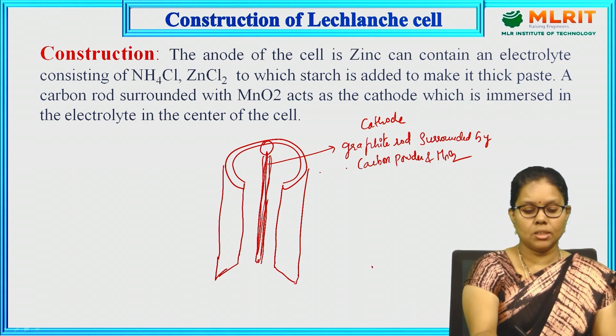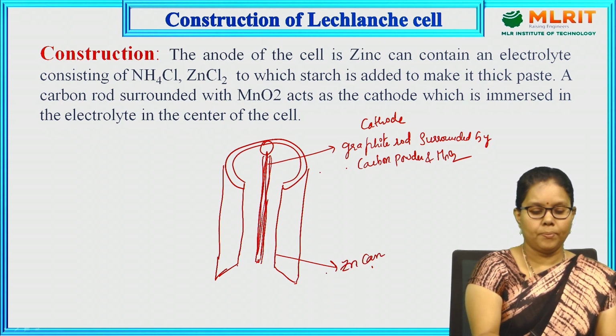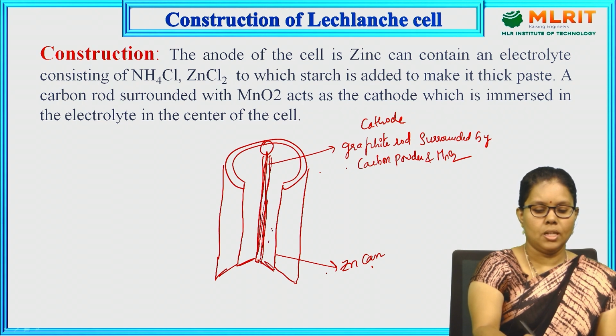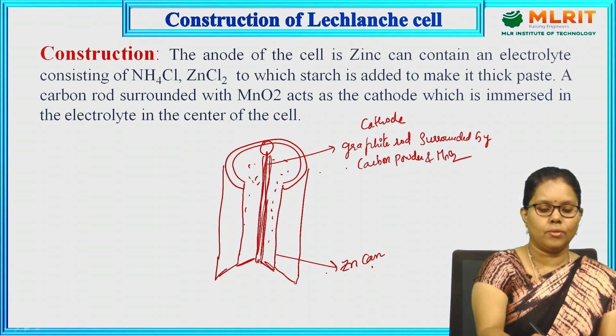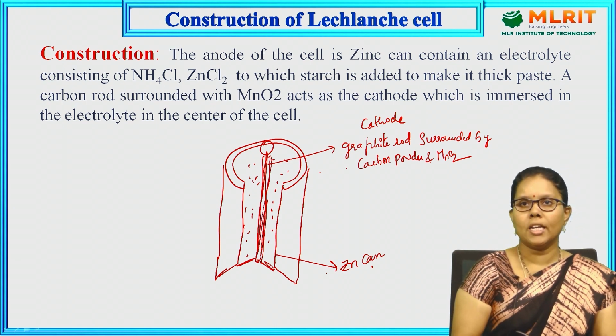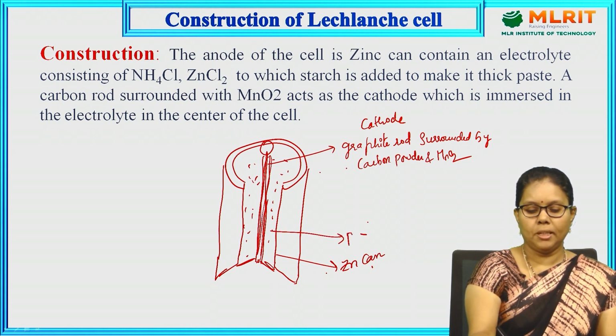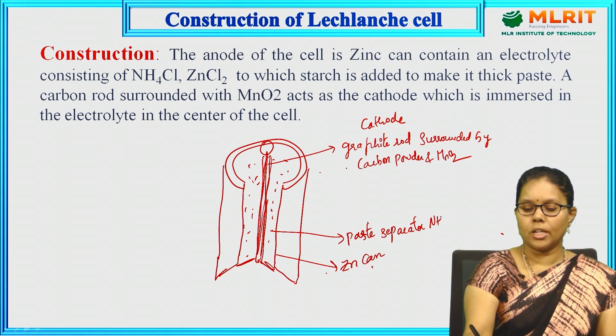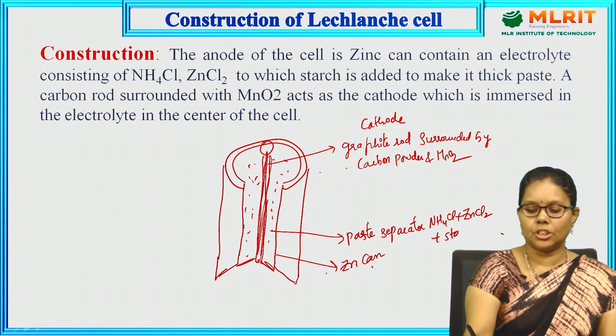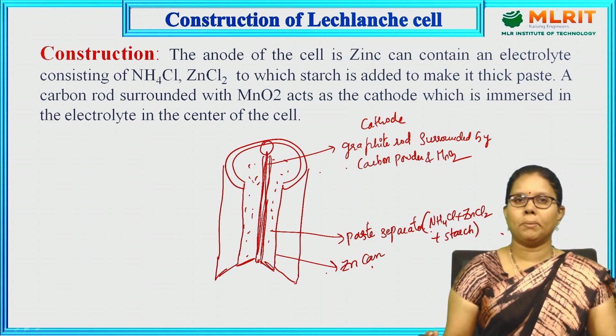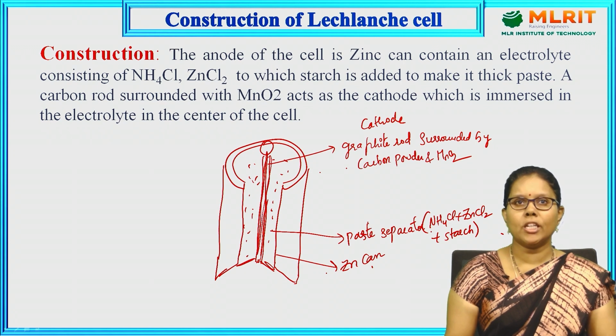This is the zinc case, the zinc can. In between, it is filled with a paste of ammonium chloride, zinc chloride and starch. This is also called the paste separator. The paste separator is made up of ammonium chloride plus zinc chloride plus starch, which is the separator between the anode and the cathode.